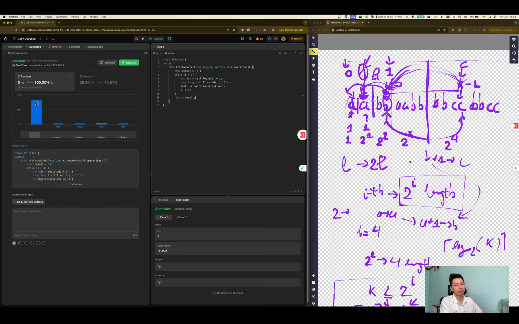Okay, the time complexity of this problem. After each operation you decrease by half. You jump back to the half one and jump back to the half one, and it's all gonna be log 2 of K. And the space memory is O(1). Have a nice day.